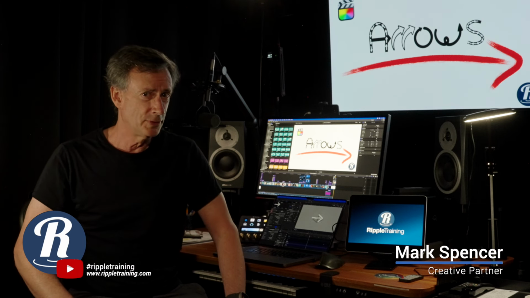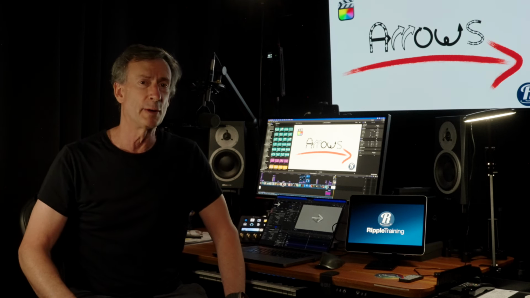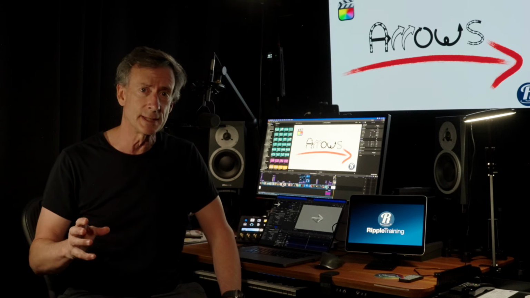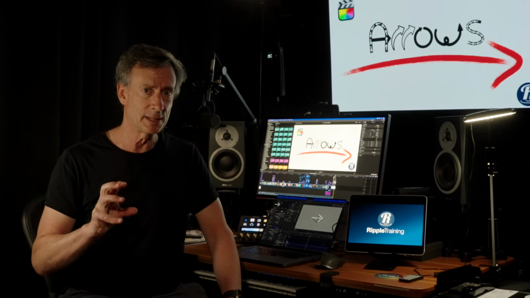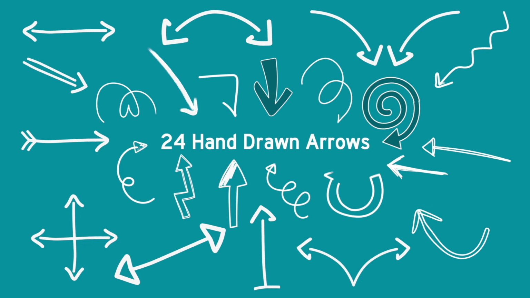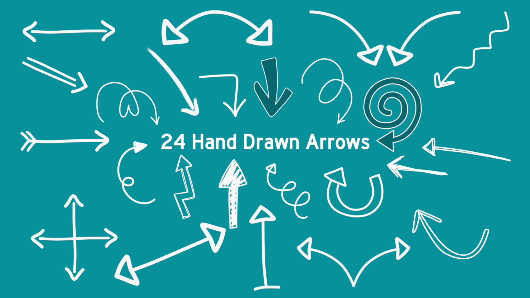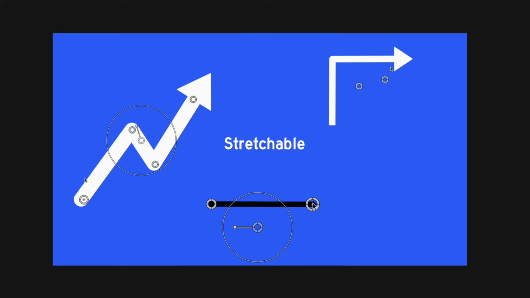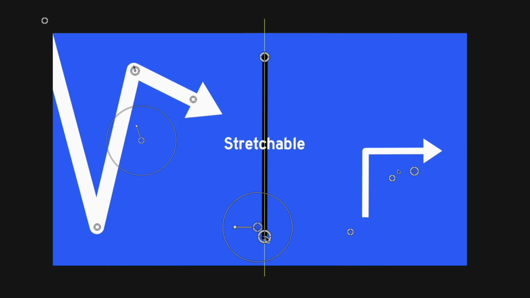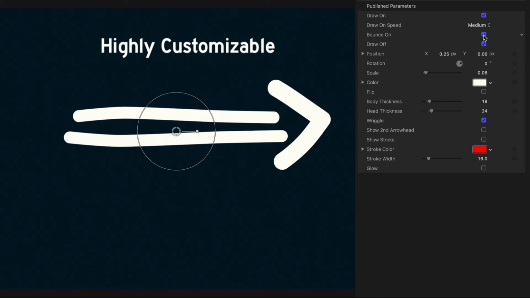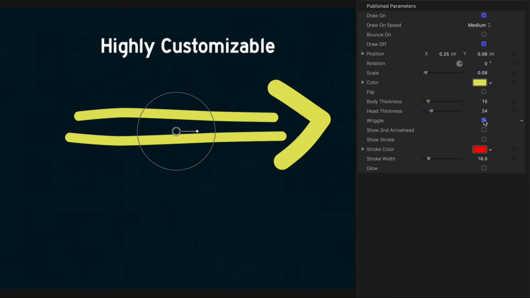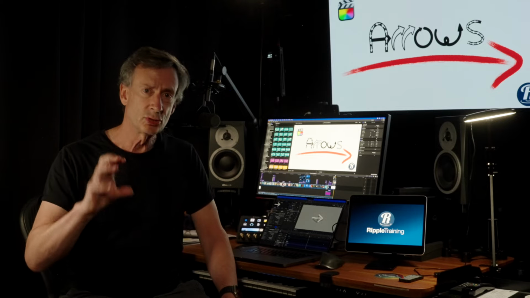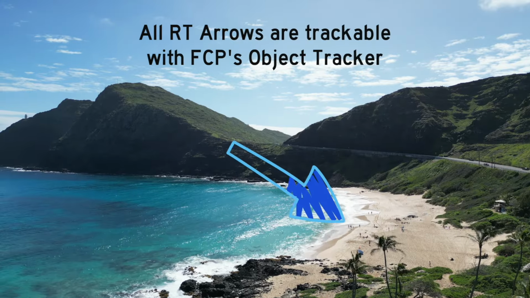So this week, we've just released another new plugin for Final Cut Pro. This one's called RT Arrows, and it consists of dozens of animated, highly customizable arrows like hand-drawn arrows, light streak arrows, precise arrows, stretchable arrows. They all have intuitive on-screen controls. They all have lots of parameters for adjusting them. They can all be tracked with Final Cut Pro's Object Tracker.